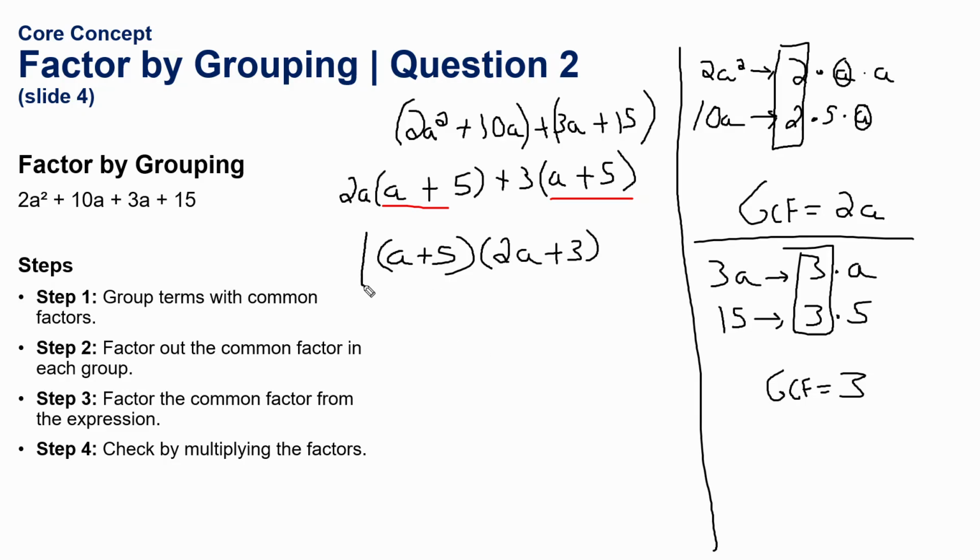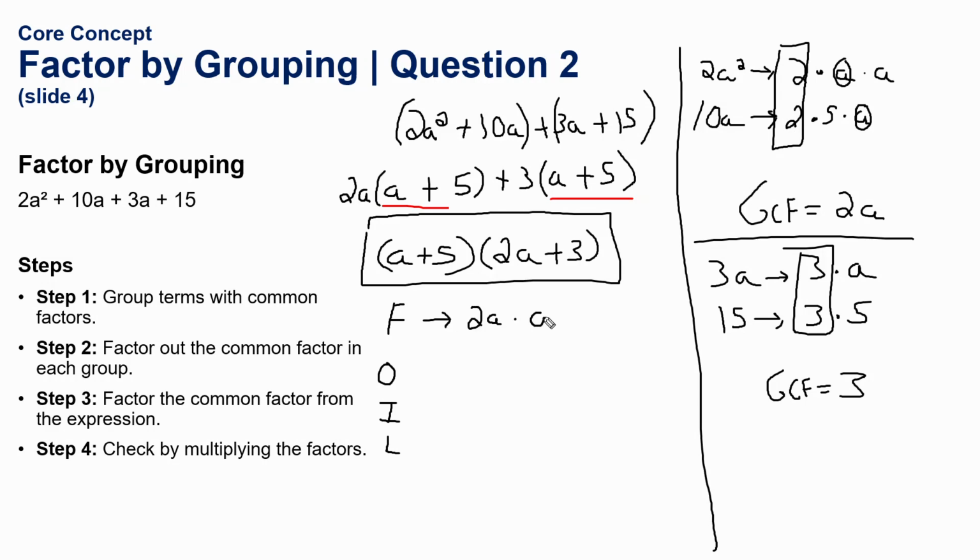That is our answer. Now, if we wanted to check our work, we could multiply our factors by using the FOIL method, which I'll go ahead and define a little bit more clearly than last time. So FOIL is first, outer, inner, last. So if we did the first, that would be A times 2A, or I could write 2A times A, which is 2A squared.